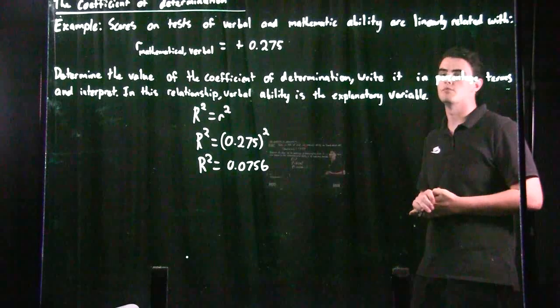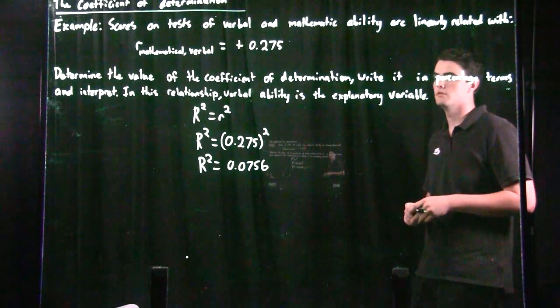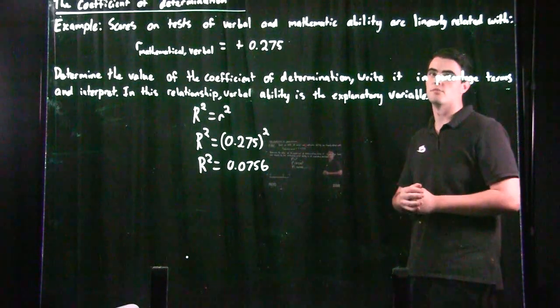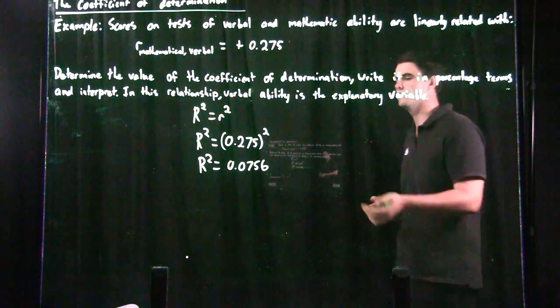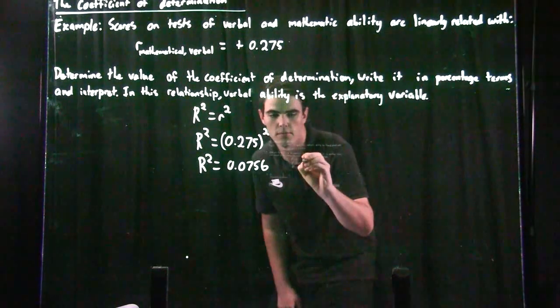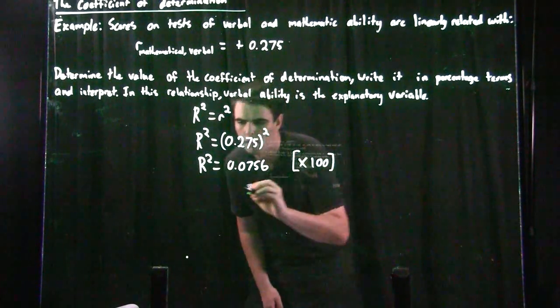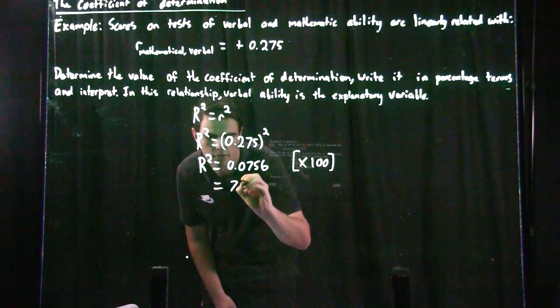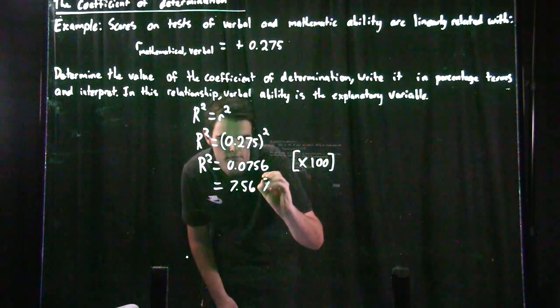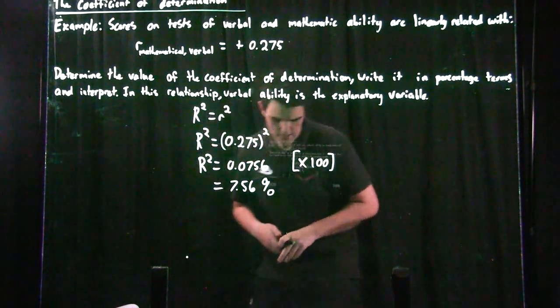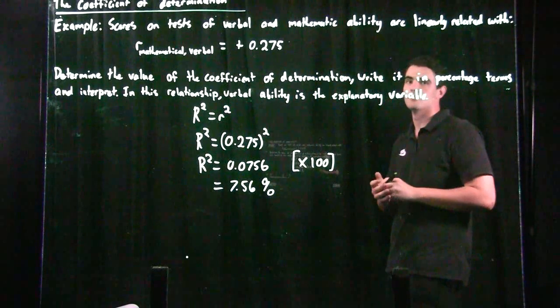Now it's got us to write it in percentage terms and interpret. Hopefully by now we can all remember how to turn decimals into percentages and vice versa. To turn this, I just multiply it by 100. And we get 7.5%. That's my percentage. Now I've got to interpret it.